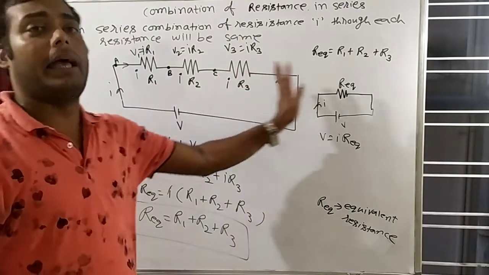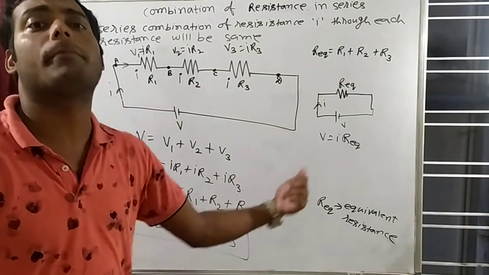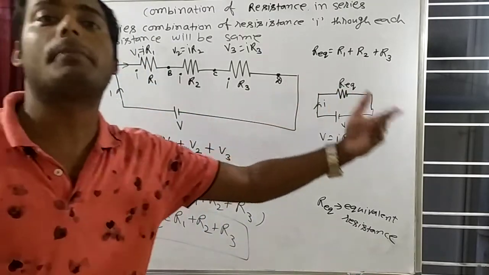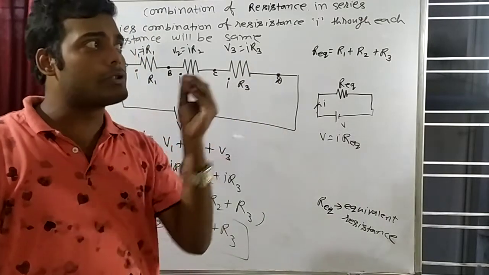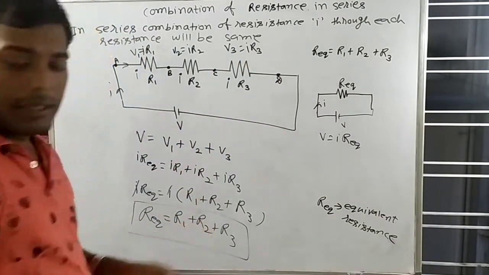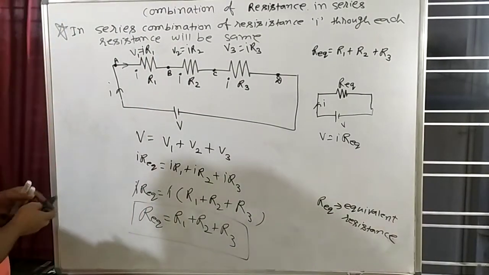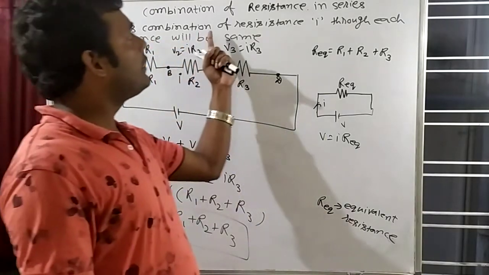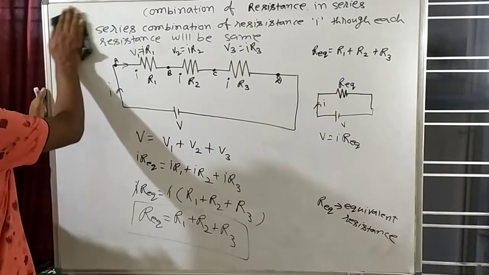If there are five resistances, then formula will be R1 plus R2 plus R3 plus R4 plus R5. If there are two resistances, then formula will be R1 plus R2. So in series combination, it is very easy. If suppose two resistances are connected in series, then equivalent will be R1 plus R2, like that. This derivation is clear. In series combination of resistance, just you have to remember that current through each resistance will be same. Now see.